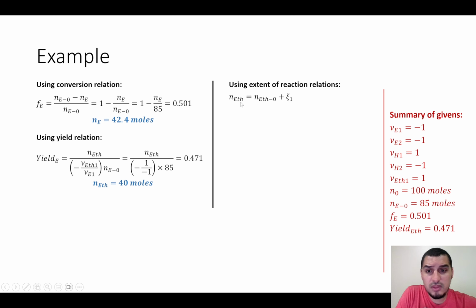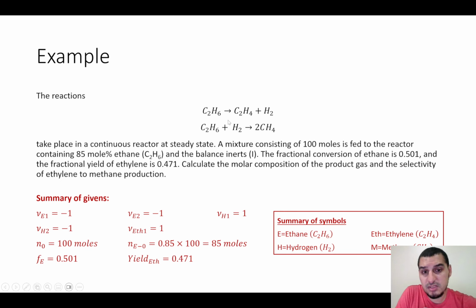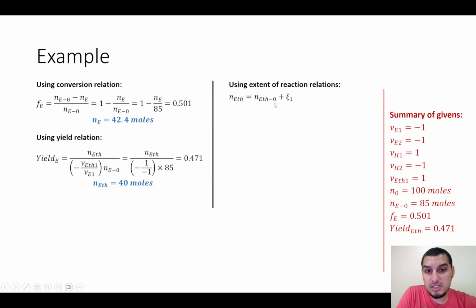The number of moles of ethylene in the product: ethylene is only present in the first reaction. It's not part of the second reaction. So for the generation and consumption, we will only have one term. What we will have here is the number of moles of ethylene in the feed plus the extent of reaction. We have no ethylene in the feed, so the extent of reaction is going to be 40, which is the number of moles of ethylene.